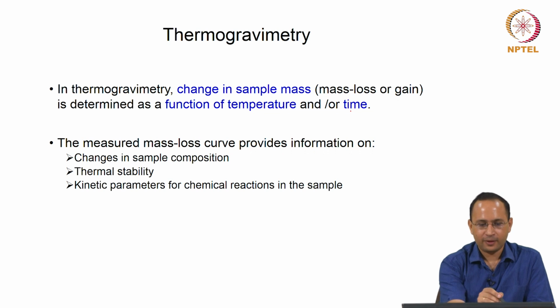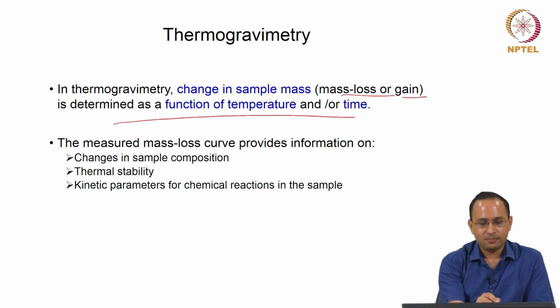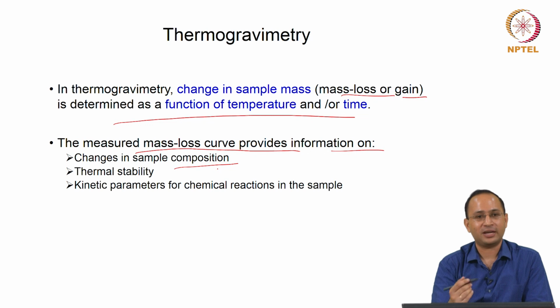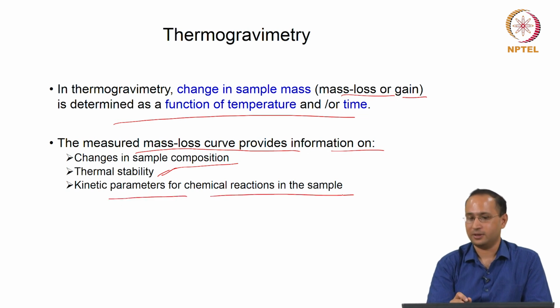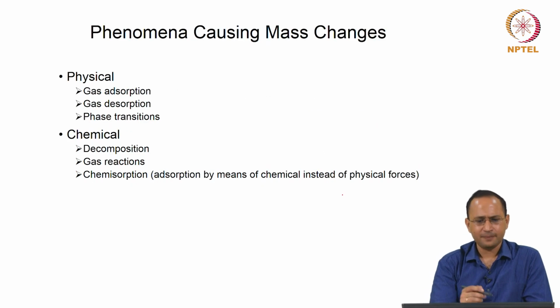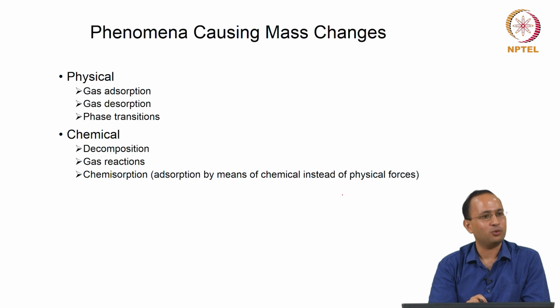So, basically we are determining the mass loss or gain, depending on the reaction, as a function of temperature or time. And this measured mass loss curve can provide information on changes in sample composition, what kind of changes are happening, thermal stability, how stable a sample is, phases, and kinetic parameters for chemical reactions in the samples. Again, these are the physical and chemical processes which can be studied using thermogravimetry, because there is some mass change. As long as you are interested in mass change, then you can use thermogravimetry.